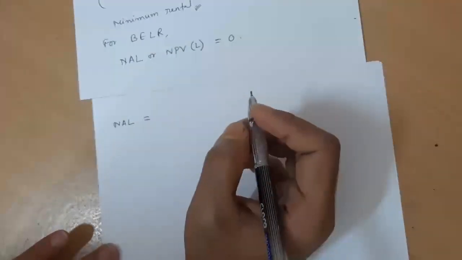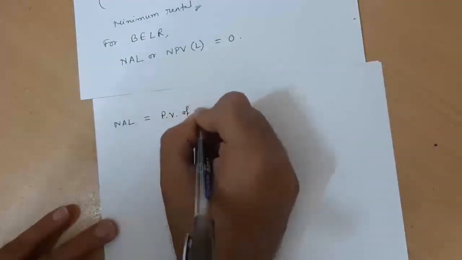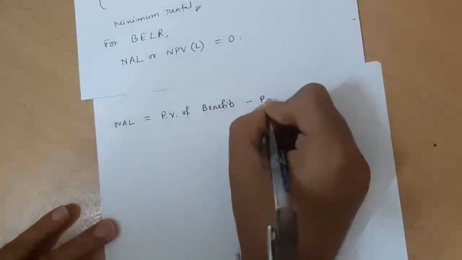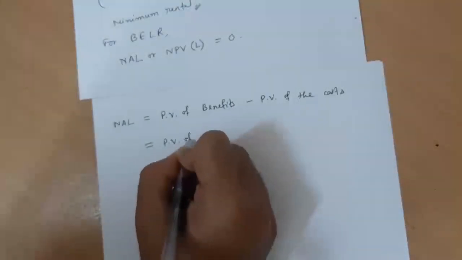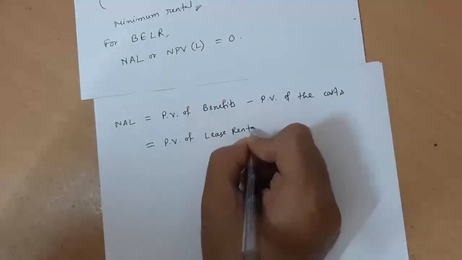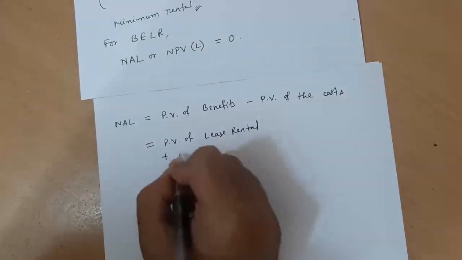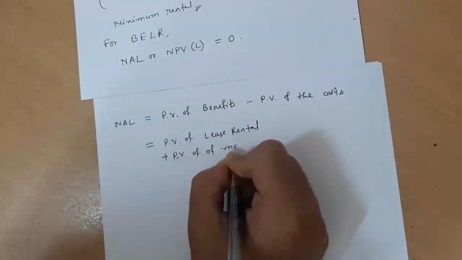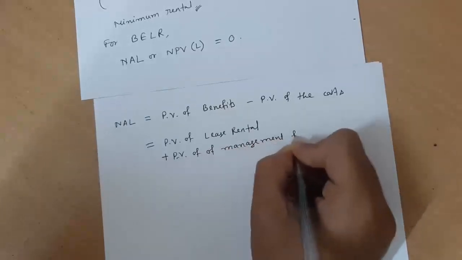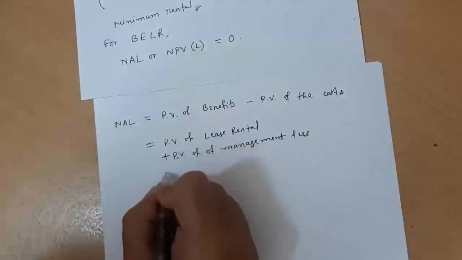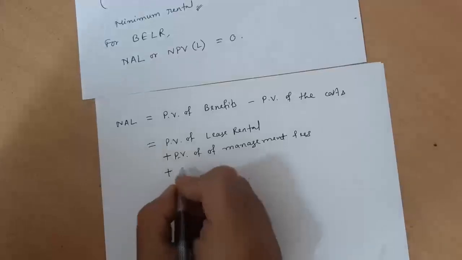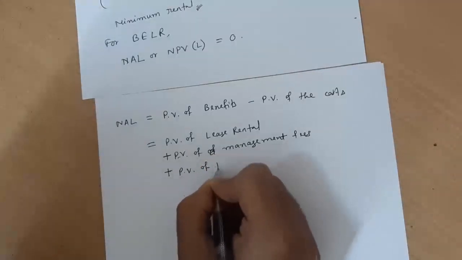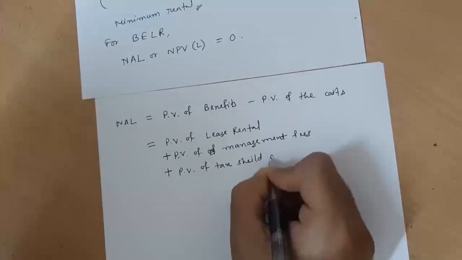So net advantage to leasing is just the present value of the benefits minus the present value of the cost. Present value of what? First was our lease rental. These are the benefits which we have already found. Then the second benefit is the present value of the management fees. We are adding all those benefits, taking not just the benefits but the present value. Then the third one is the present value of tax shield on depreciation.